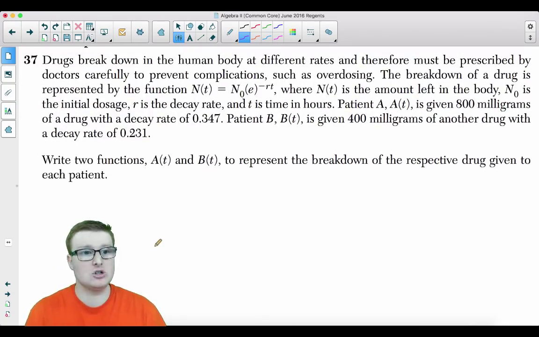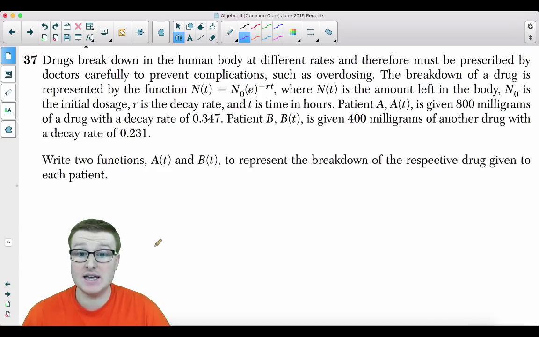37. Drugs break down in the human body at different rates and therefore must be prescribed by doctors carefully to prevent complications, such as overdosing. Pretty important stuff, right? You don't want doctors to be overprescribing stuff. The breakdown of a drug is represented by the function N of t equals N sub 0 e raised to the negative rt, where N of t is the amount left in the body, N sub 0 is the initial dosage, r is a decay rate, and t is the time in hours.